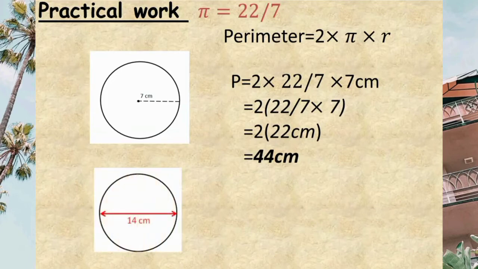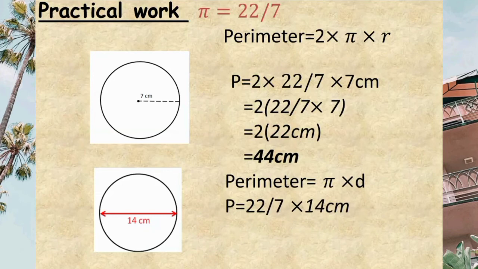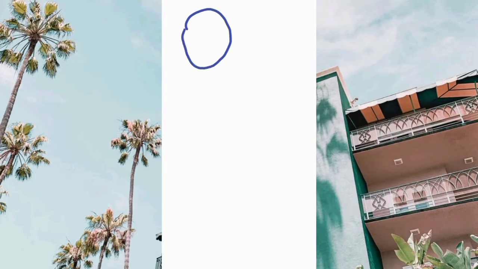In this second question, we are dealing with a circle that has a diameter of 14 centimeters. To find the perimeter of the circle, we could use perimeter equals 2 times pi times r, but we are going to use perimeter equals pi d because that is a much simpler process. So first thing we're going to do is substitute our pi for 22/7 and our diameter for 14 centimeters. Now let's work out the perimeter of our circle.